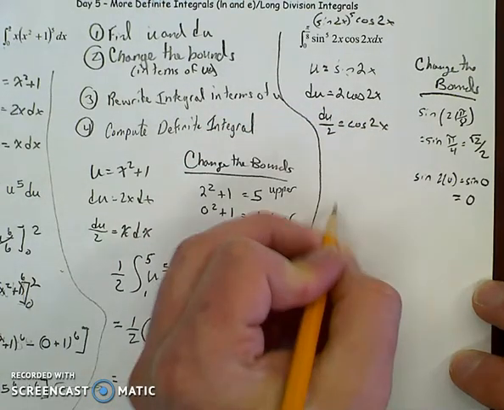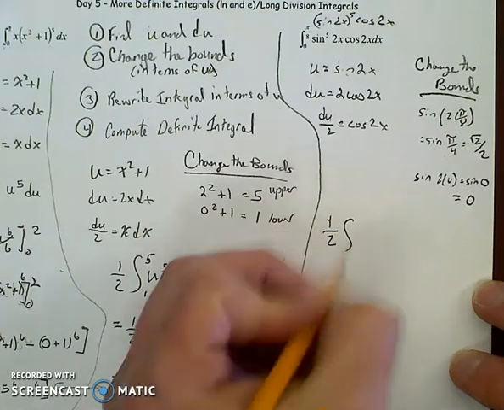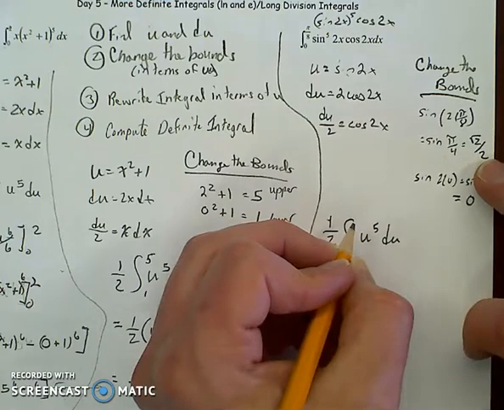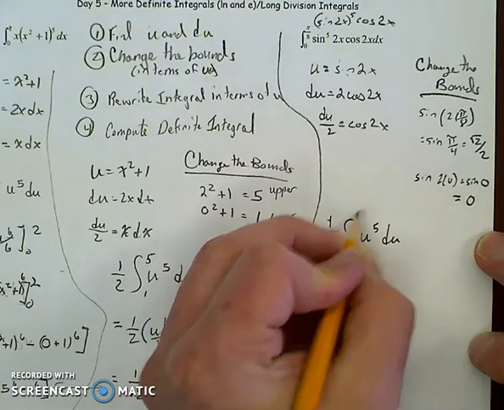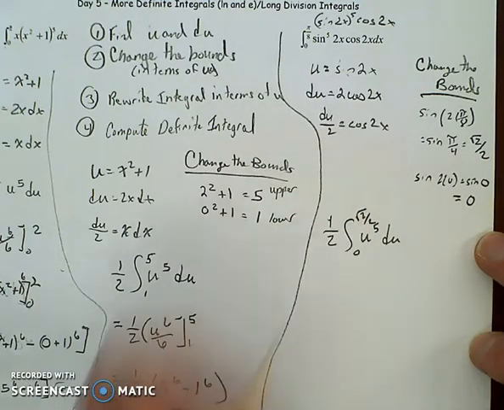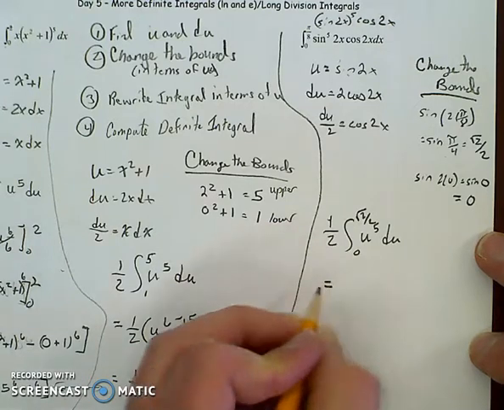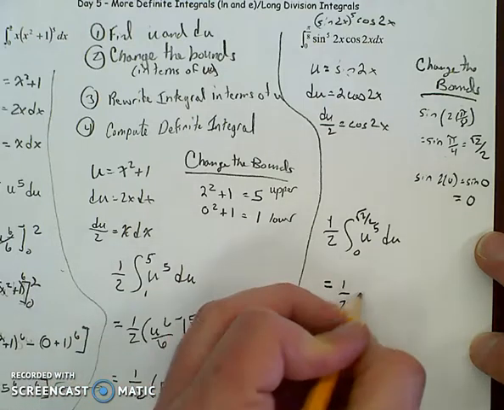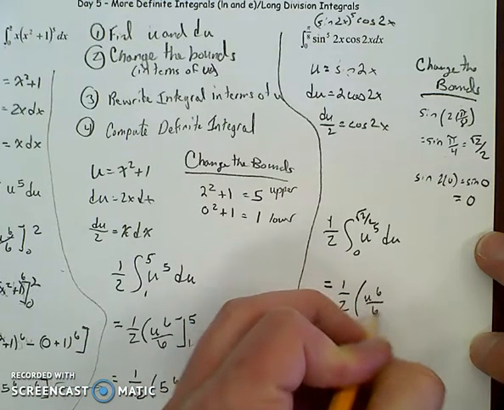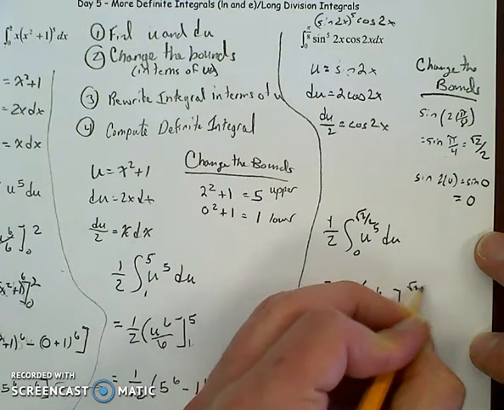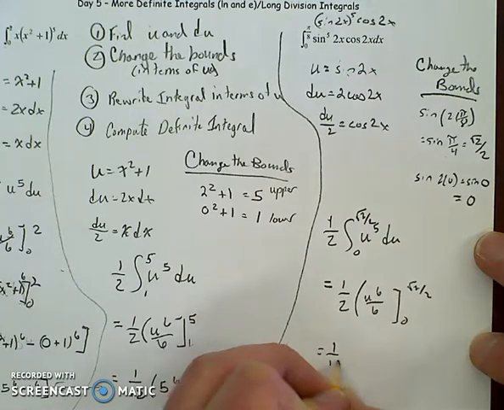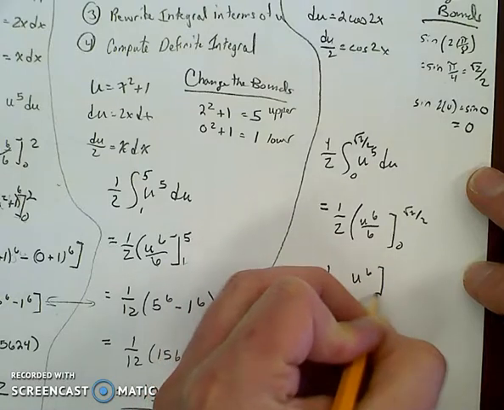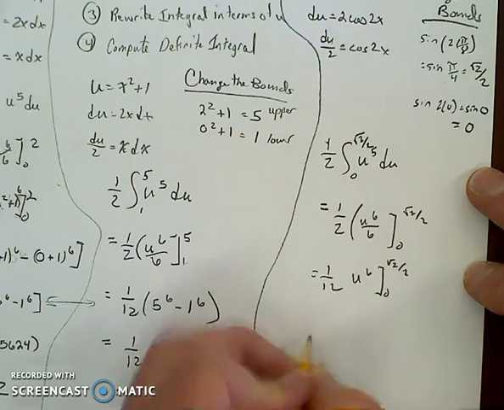Make sure that we do du over 2 equals cosine 2x, so we remember that. So we're going to get 1/2 the integral of u to the 5th du from, make sure we don't forget those, 0 to square root of 2 over 2. Okay, well, notice we still have the u to the fifth just like we did over here, so we're going to get the integral of u to the 6 over 6 from 0 to square root of 2 over 2. We know that's 1/12 of u to the 6 from 0 to square root of 2 over 2.